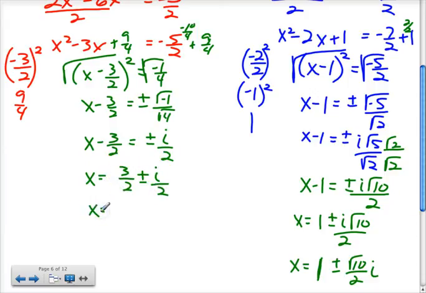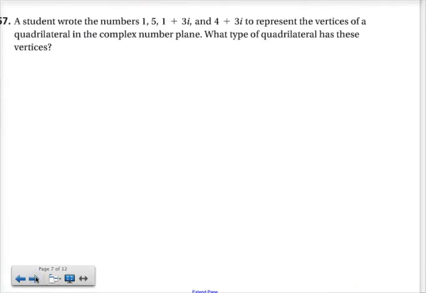But again, if they wanted this in standard form, I'd write it as 3/2 plus or minus 1/2 i, putting that i in the back. So these get involved, but we deal with all of the pieces that we know individually and try not to think of it as some gigantic problem that we're doing.